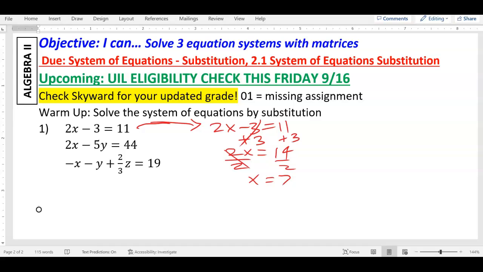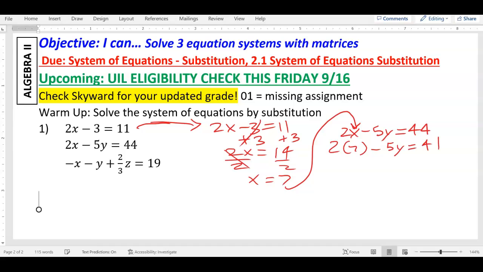Which one has two variables? Okay, the middle one. So I'm going to write that. And then we're going to substitute 7 where I see x. So when you replace it, don't forget the parentheses. So 2 parentheses 7 minus 5y equals 44. 2 times 7 is what? 14 straight up, minus 5y equals 44.